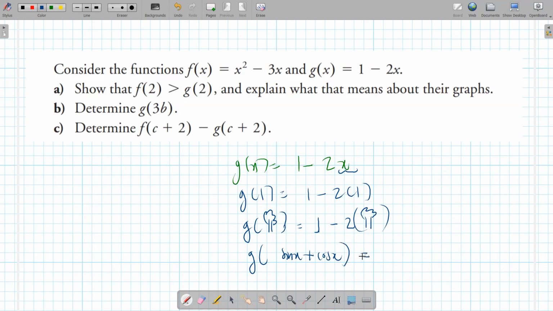I'm going to do this for you, okay? Again, the idea is very simple. You see the x is only here for g of x. What we're going to do is replace this x with what's in the bracket. So this becomes what? 1 minus 2 times sin x plus cos x.